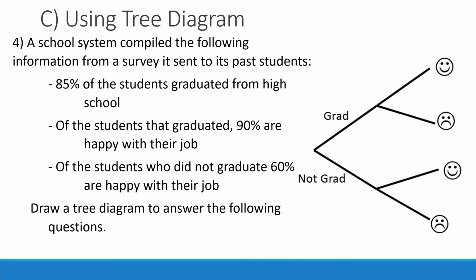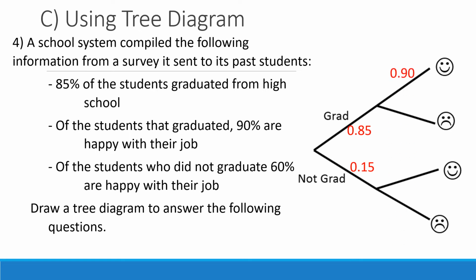Okay, so first of all, we need to add in some values here. You can add this in first. So the probability that you graduated was 0.85. Of the students that graduated, 90% are happy with their job. So we're going to put a 0.9 for happy with their job.